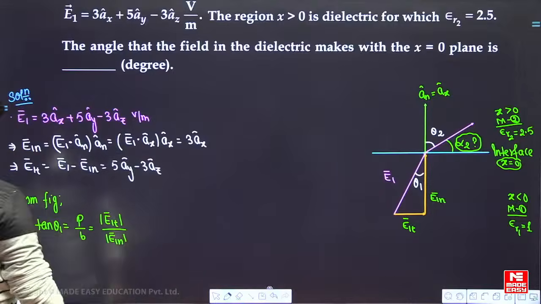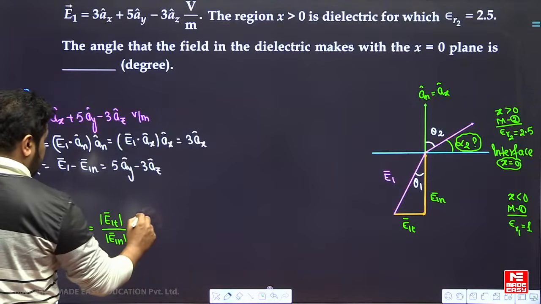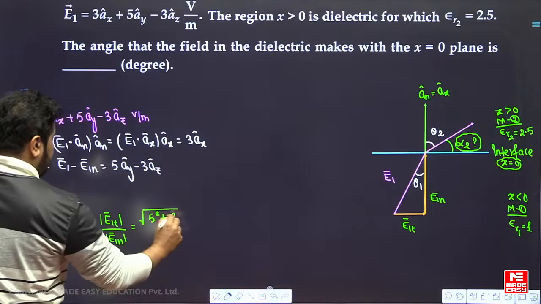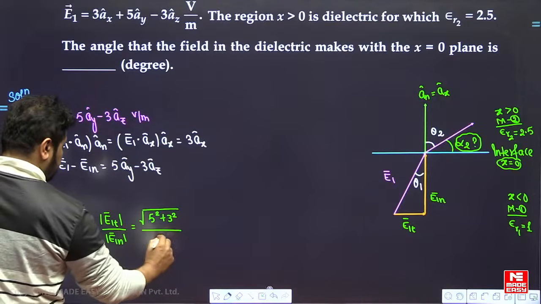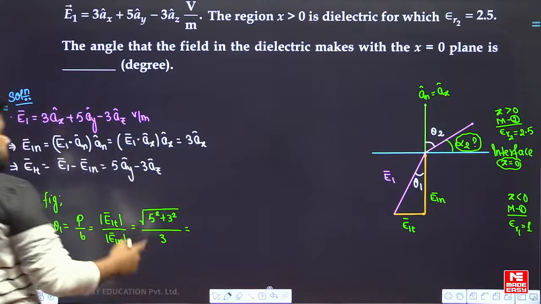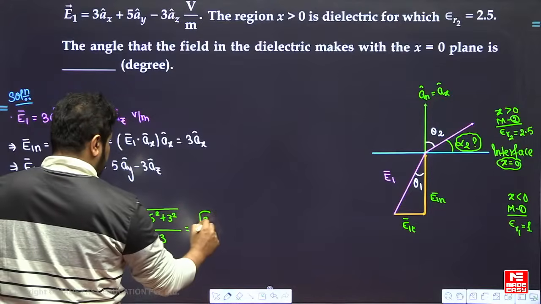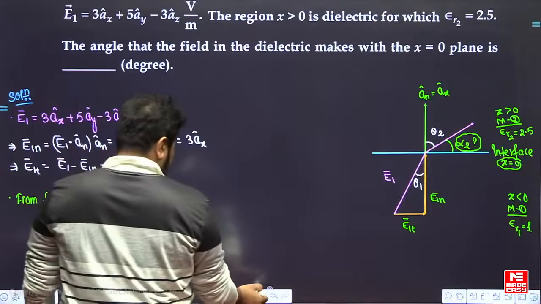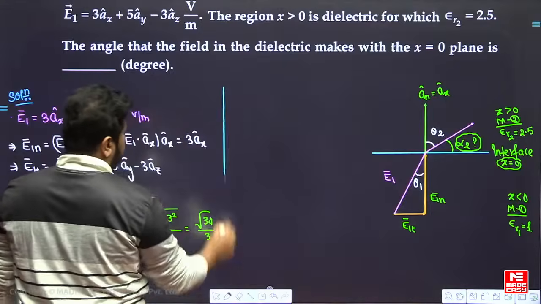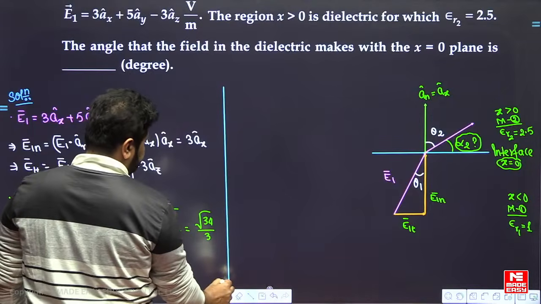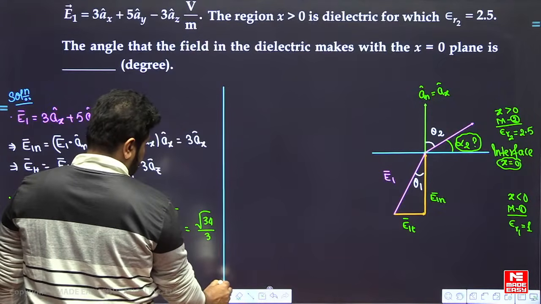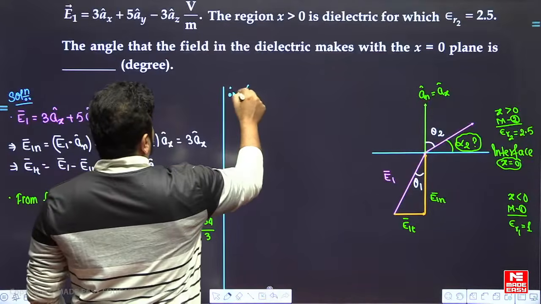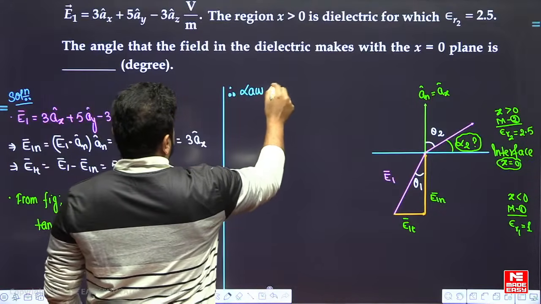So E1t is equal to root under 5 square plus 3 square, and E1n is equal to 3. So this is how much? 25 plus 9, 34. So root under 34 divided by 3, right. Now what I can do is apply the law of refraction.